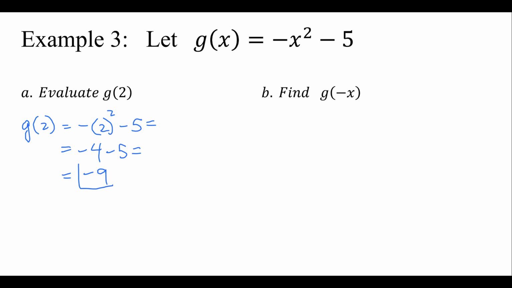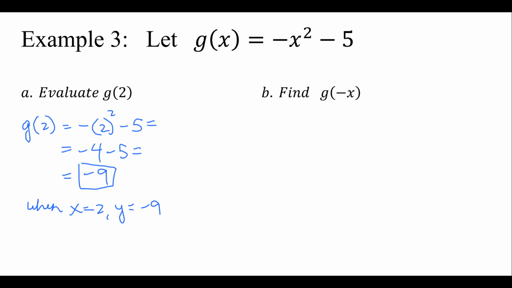So that is already the answer, right? When our input was a 2, the output is negative 9. This is the same thing as saying when x is 2, y is negative 9. And it's also the same thing as saying that this is a point on the graph, 2 comma negative 9. So just remember that this is the same thing as saying that when the input is 2, the output is negative 9, or the same thing as saying that when x is 2, y is negative 9. So that's what we just found out.